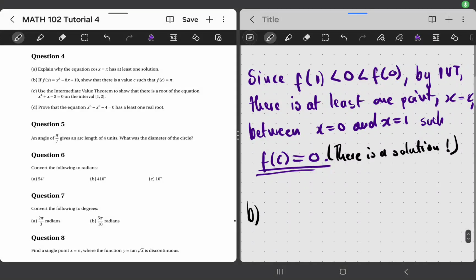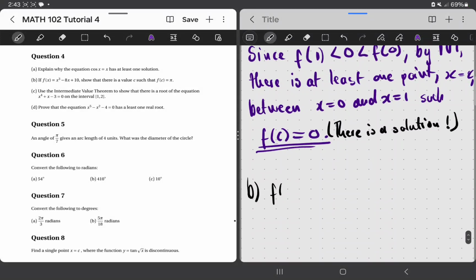Now let's do part B, which is: they say if f of x is equal to x cubed minus 8x plus 10, show that there is a value c such that f of c is equal to pi. Basically, I should prove that there is a value which gives a value bigger than pi and a value smaller than pi. Then we know that there is going to be a value in between which gives us pi.